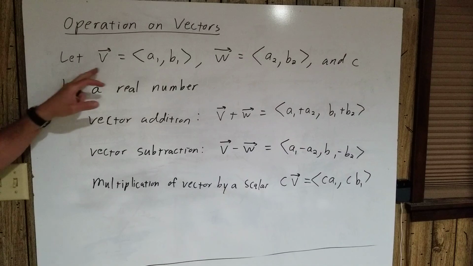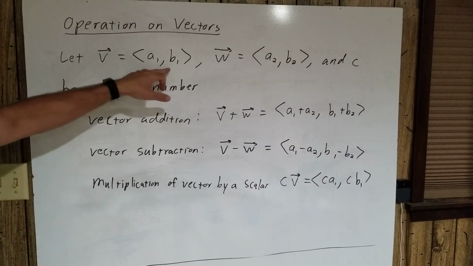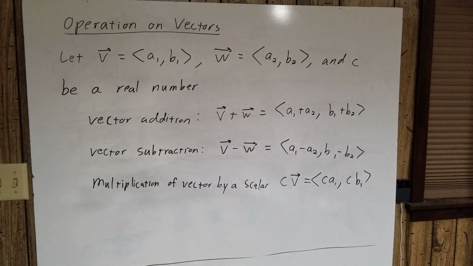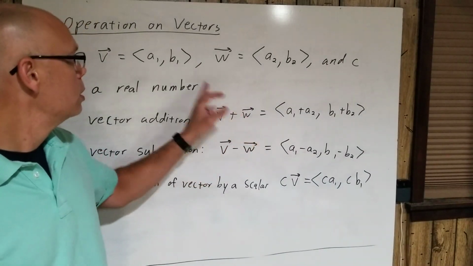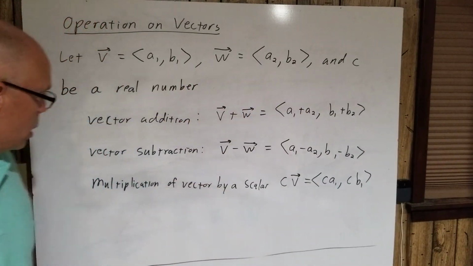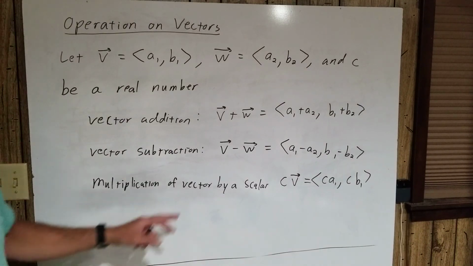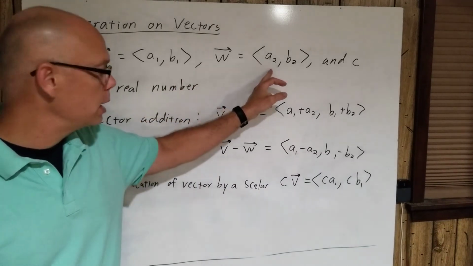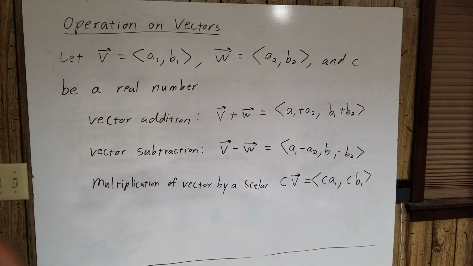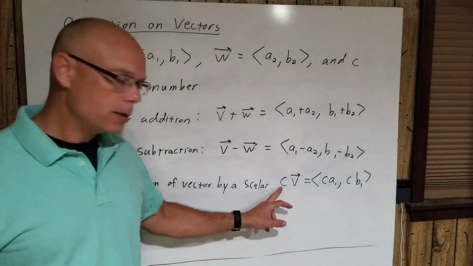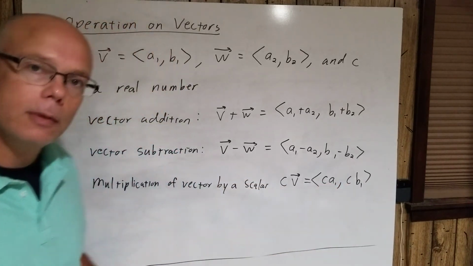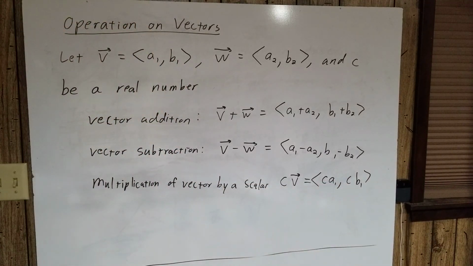Anyway, let vector V be given by components a1, b1. Vector W be given by components a2, b2, okay? And c be a real number. Vector addition means to add vector V and vector W, just add their components. Vector subtraction, V minus W, you subtract their components, starting with a1 subtract a2, and so forth. Multiplication of a vector by a scalar: suppose you have some number c multiplied by your vector. All you do is multiply each one of the components by that number c, whatever it happens to be.